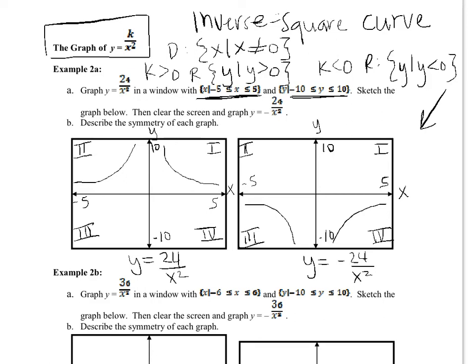If k is greater than 0 or it's positive, then the range is going to be positive, and that's what you see on this left graph. That's when k is greater than 0. And on the right graph, if k is less than 0, then your range is going to be less than 0 as well. So all the graphings will be in the third and fourth quadrants below, like negative y values.